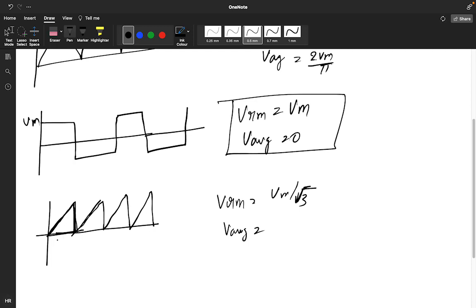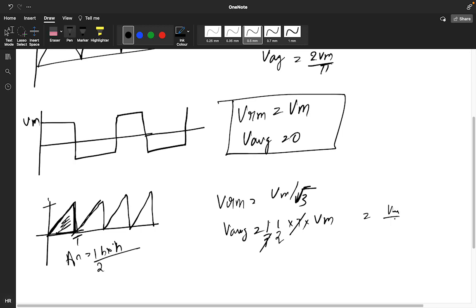And V average will be how much? What is the area? Area is half into base into height. Suppose this is your time period. So 1 by 2 into time period into height Vm, and for the average you divide by the time period. That's why you get Vm by 2. Is this clear?